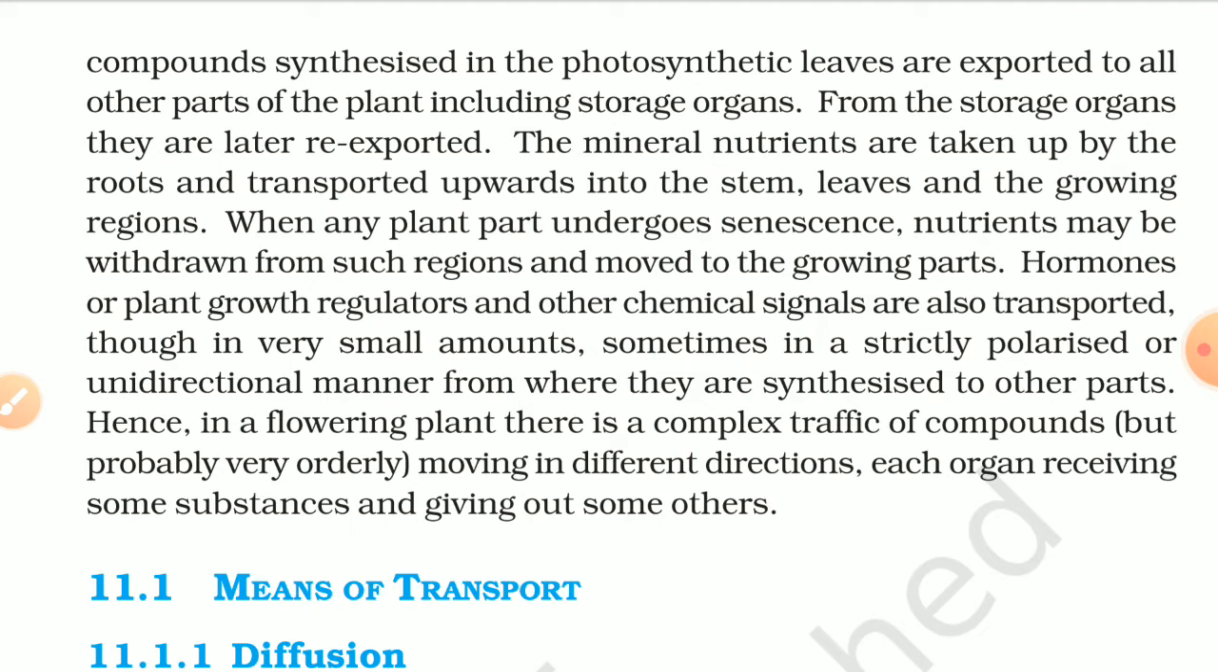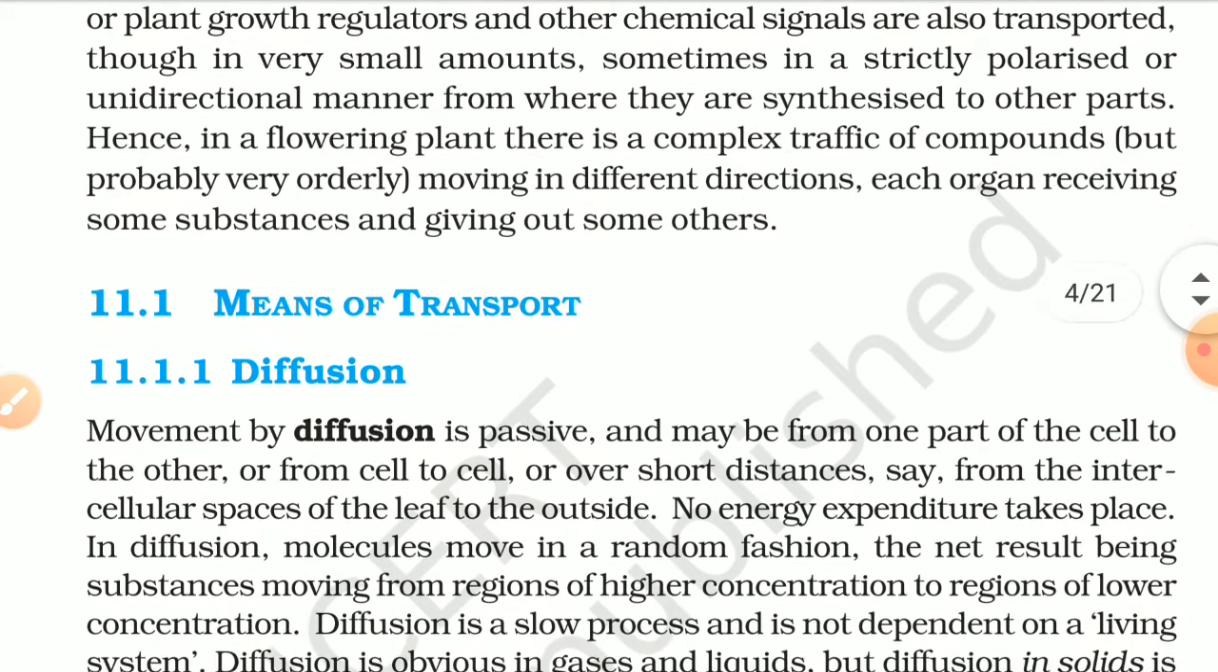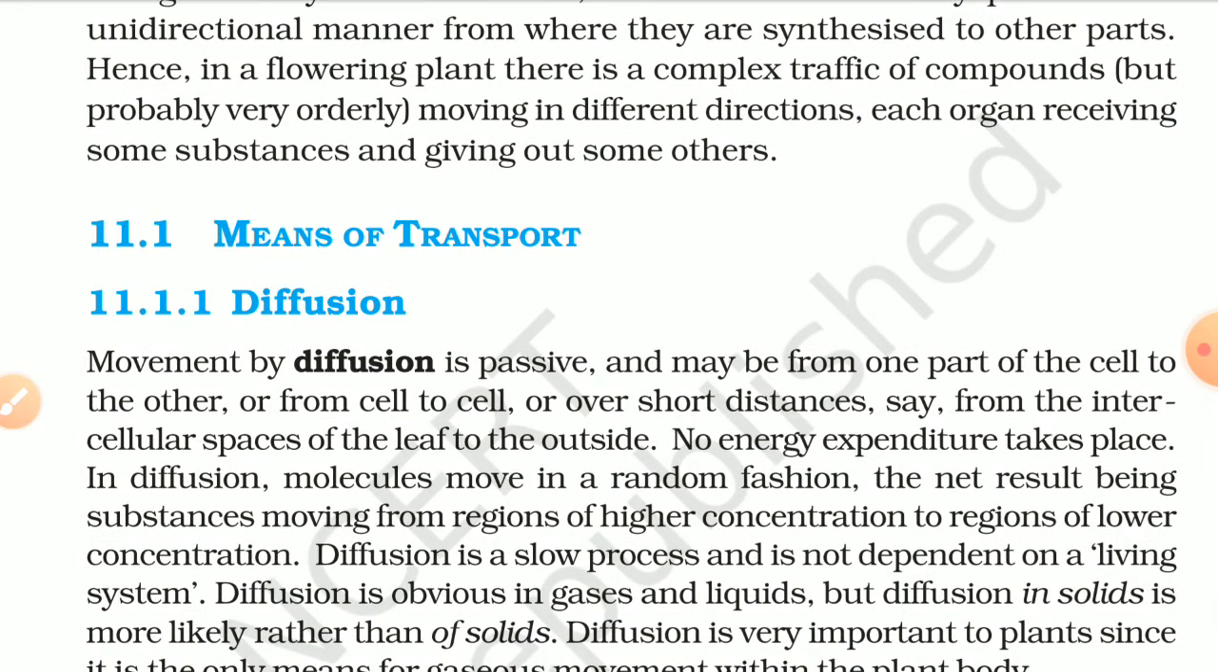The mineral nutrients are taken up by the roots and transported upwards in the stem, leaves, and the growing regions. When any plant part undergoes senescence, nutrients may be withdrawn from such regions and moved to the growing parts. Hormones or plant growth regulators and other chemical signals are also transported, though in very small amounts, sometimes in a strictly polarized or unidirectional manner from where they are synthesized to other parts. Hence, in a flowering plant there is a complex traffic of compounds, but probably very orderly, moving in different directions, each organ receiving some substances and giving out some others.